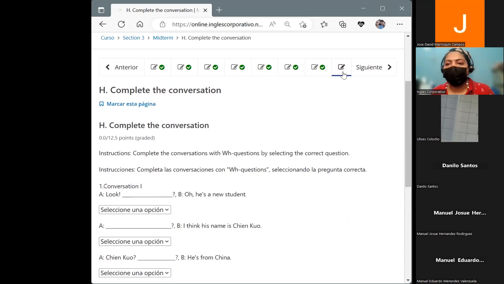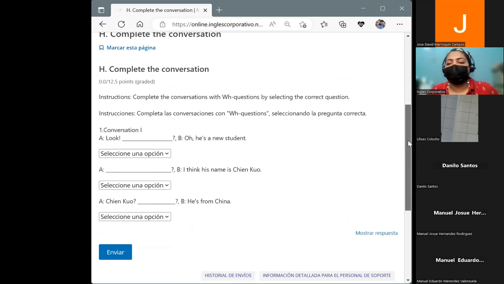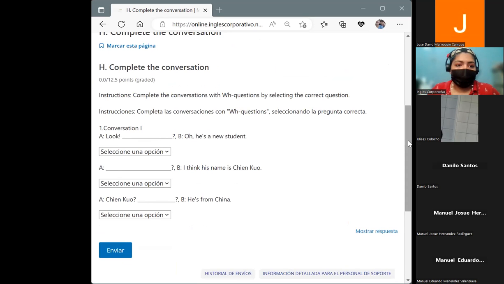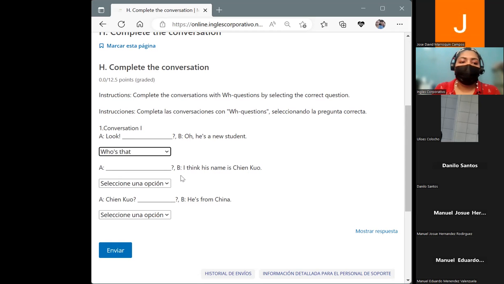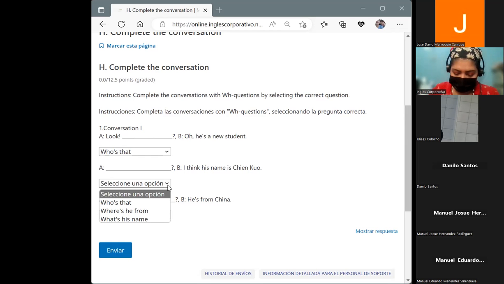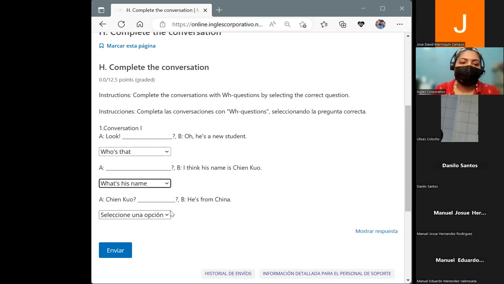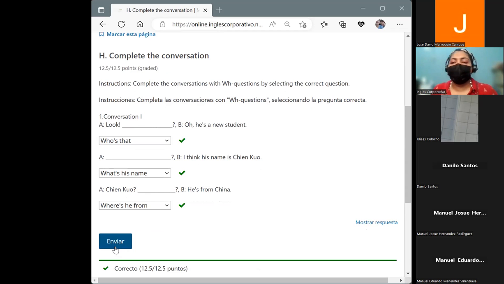And the last one. And it says, complete the conversation with WH questions by selecting the correct question. We are going to see the WH questions that we have here, the options, and we are going to decide. Look, oh, he's a new student. Who's that? Where is he from and what is his name? Who's that? I think his name is Chienekua. What is his name? Excellent. And the last one, Chienekua. Where is he from? Excellent. Very good. Perfect. So there we have the midterm and we have completed this section number 3.